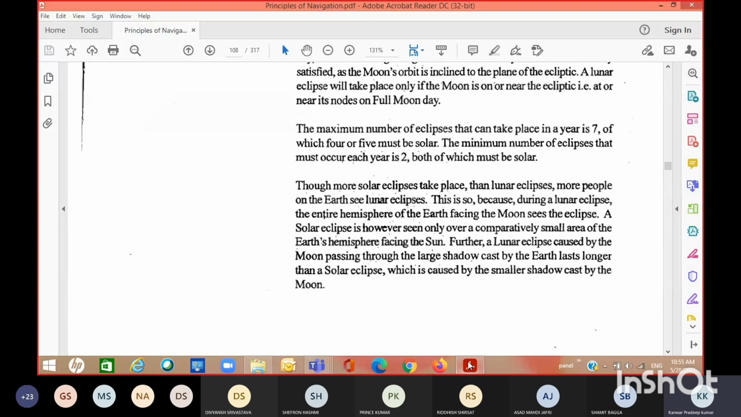This is so beautiful because during a lunar eclipse the entire hemisphere of the earth facing the moon sees the eclipse. The solar eclipse is however seen only over a comparatively small area. So the lunar eclipse is passing through a large shadow of the earth and the solar eclipse, a small shadow of the moon.